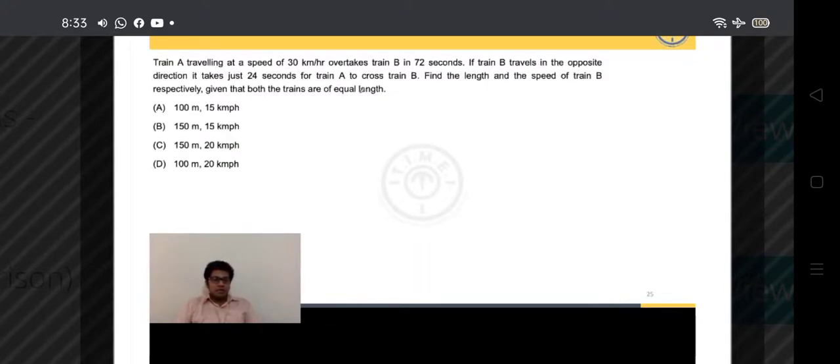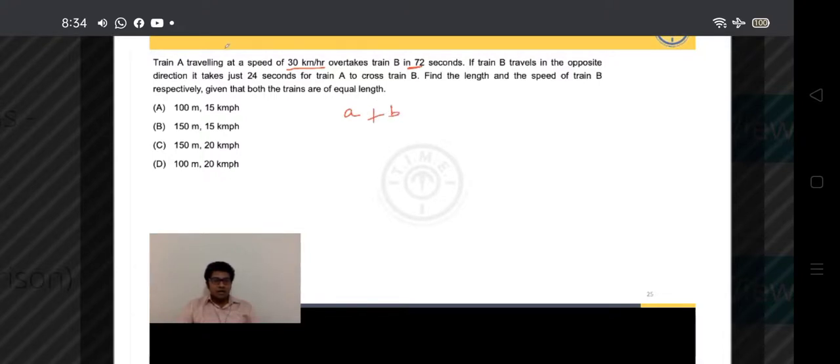The next question. Train A traveling at a speed of 30 kilometers per hour overtakes train B in 72 seconds. Now, train A 30 kilometers per hour. Do you know the length of the train? I don't know. It overtakes another train B. Do you know the length of the train B? No. So let's say A and B. So length of the train A is A, length of the train B is B.